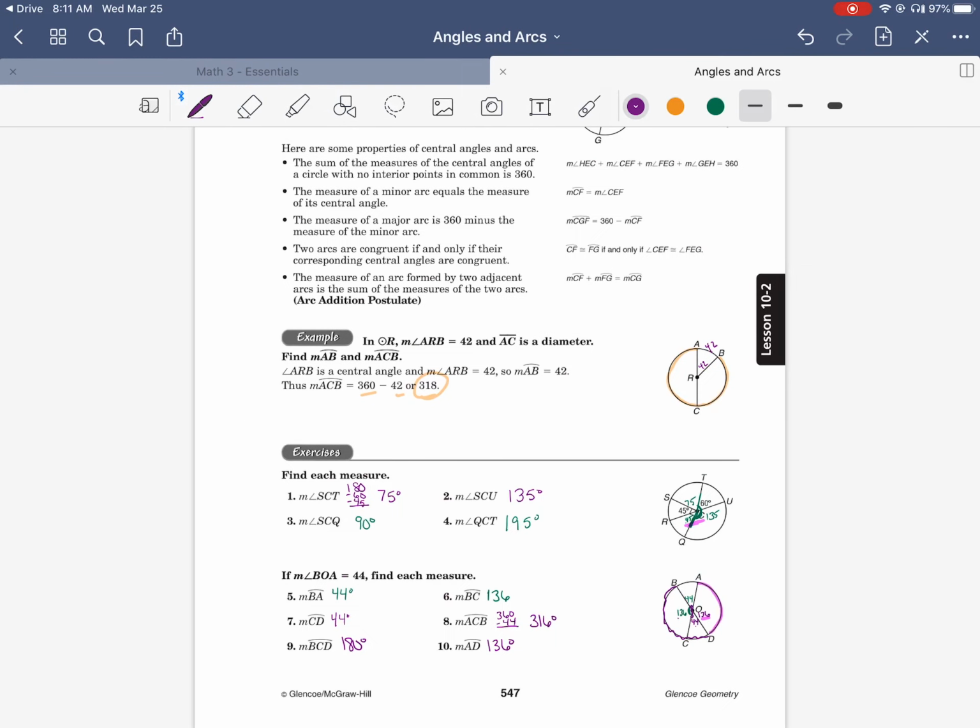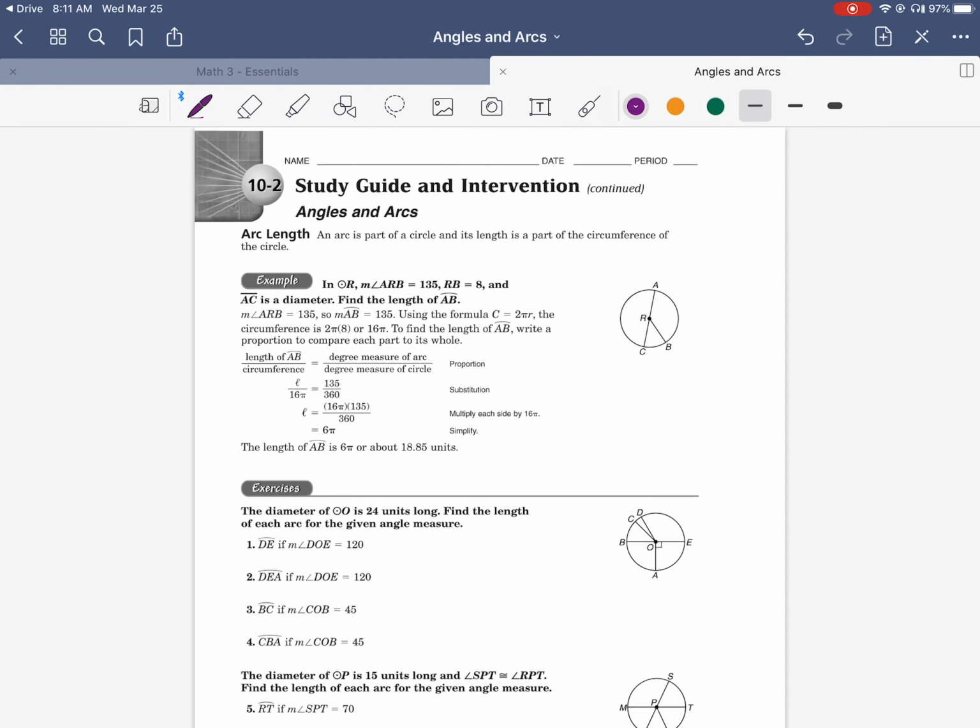Okay. So for the most part, the arc and the angle are the same. Well, all the time the arc and the angle are the same. Remember, straight lines give me 180, and a full circle is 360 degrees.